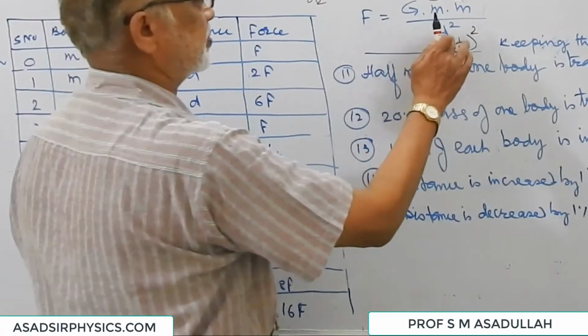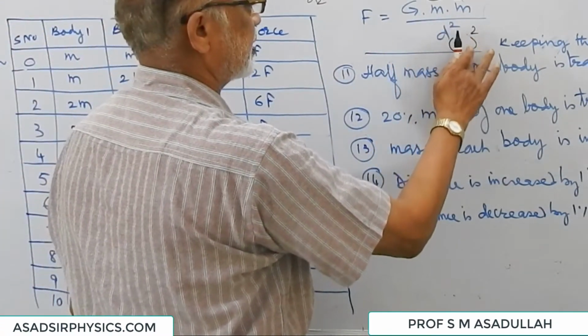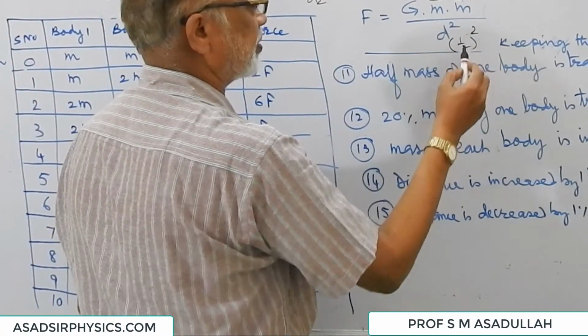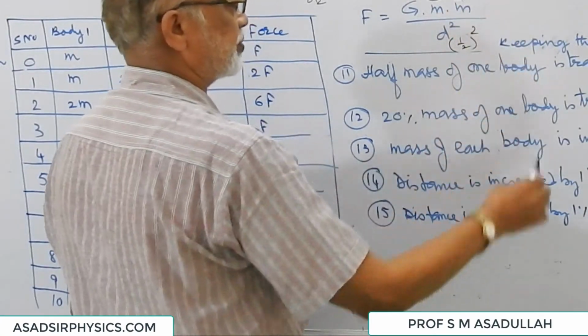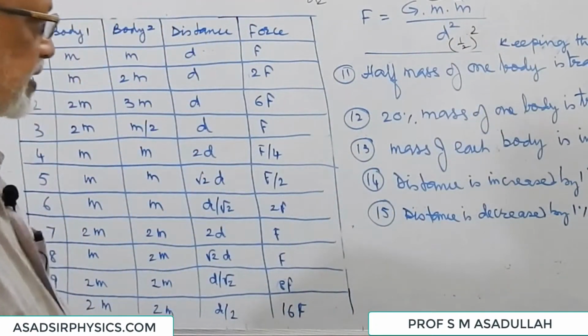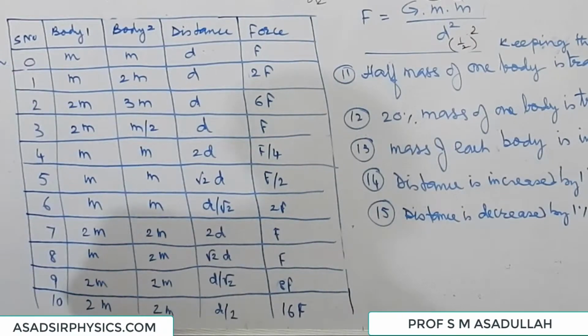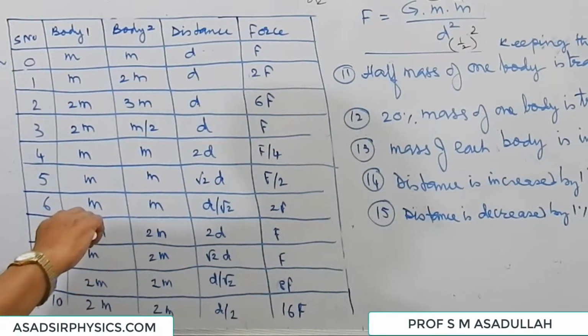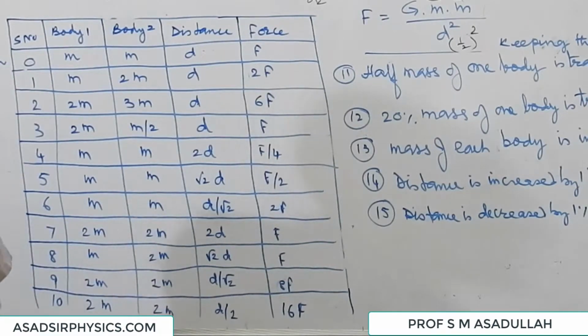Then the 10th one, both the masses are doubled and distance is halved. 2 into 2, distance is halved. Half squared means 1 by 4. That 4 will go to the numerator. 4 fours are 16. So like this, we can solve 10 problems in just 3 minutes.